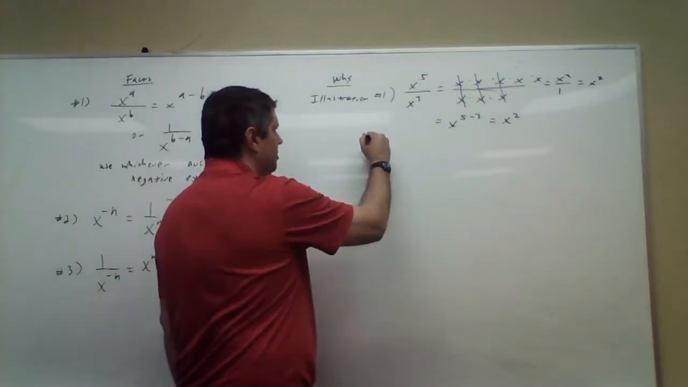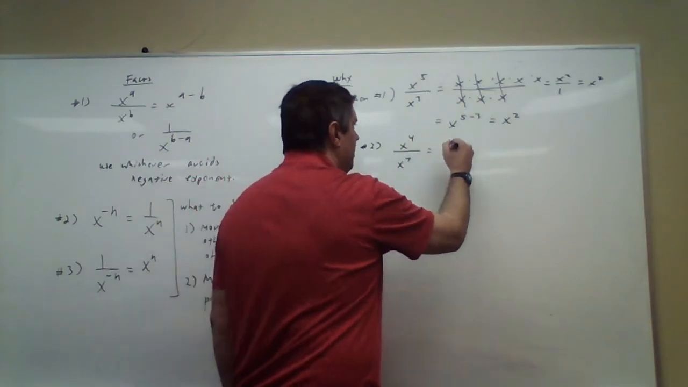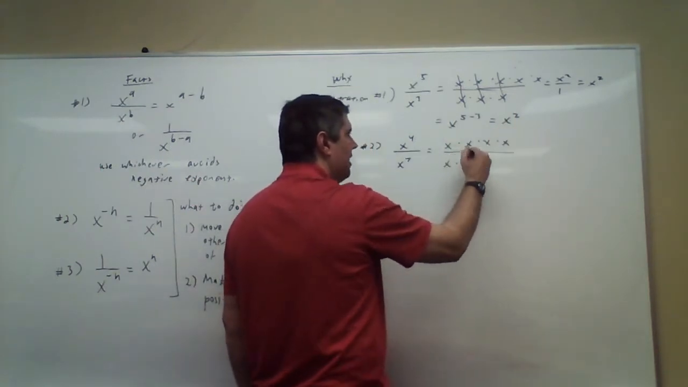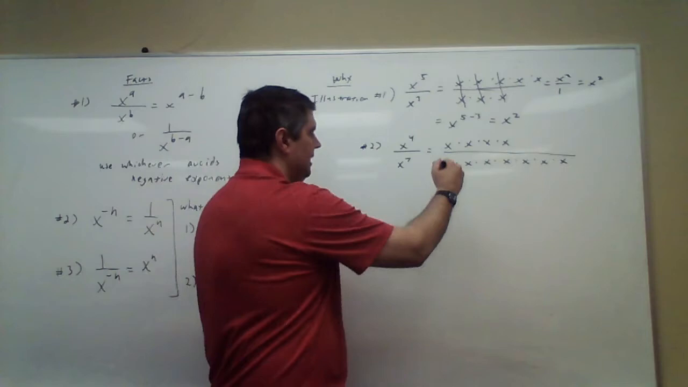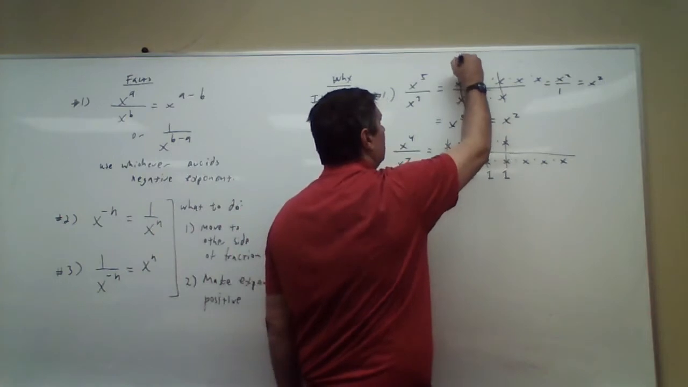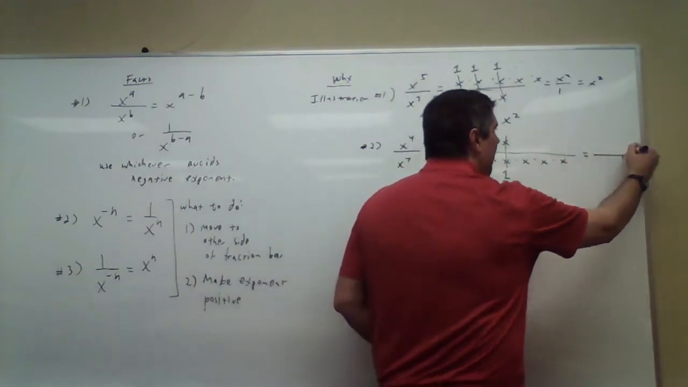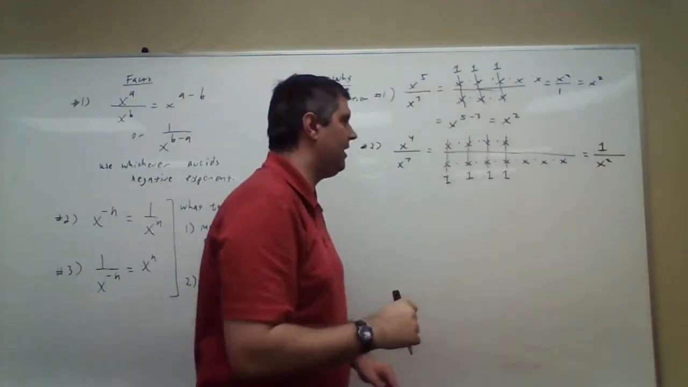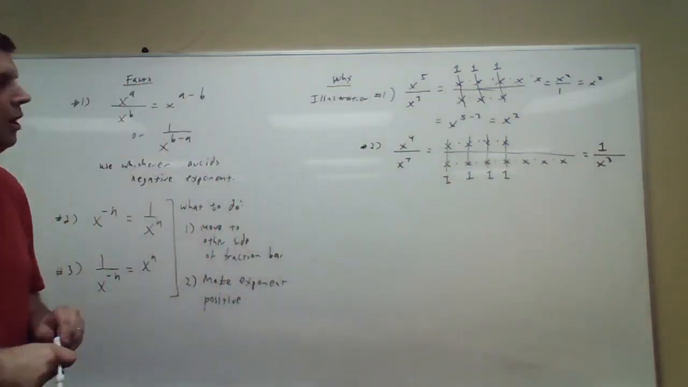Let me give you illustration number 2. X to the 4th over x to the 7th. That's going to be x times x times x times x over x times x times x times x times x times x times x. Cancel, cancel, cancel, cancel. And all these are equivalent to 1. The thing is that you cannot leave a numerator vacant. So this is x cubed down here. You have to include a 1 if everything cancels in the numerator.